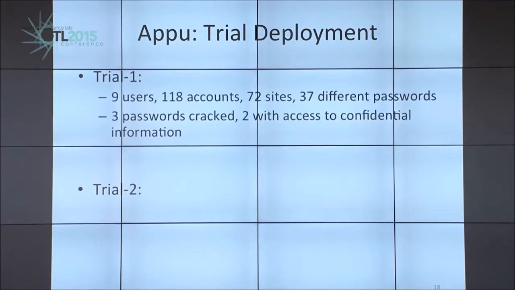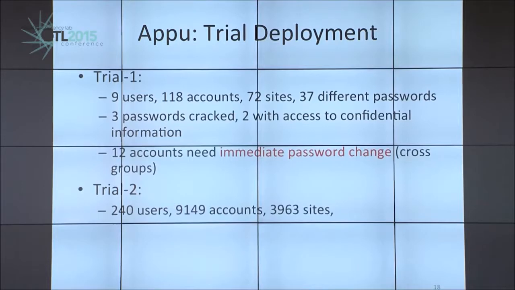From the trial deployment, there were 2 trial deployments, one with all the latest features. And what we found was that in the latest one with 9 users, 3 passwords were already leaked and present in the password list in the hands of attackers, and 2 of them contained access to confidential information. At the same time, 12 accounts needed a password change immediately because the passwords were being used across the classes.